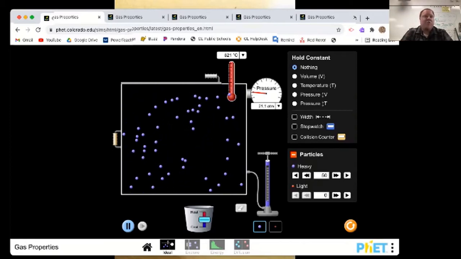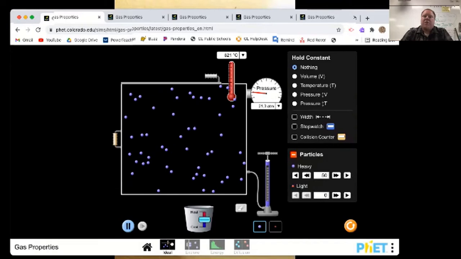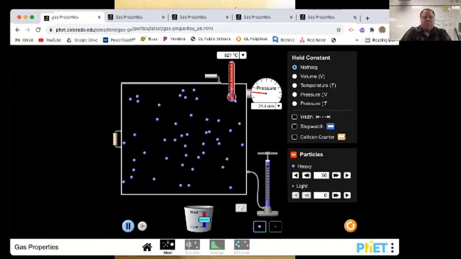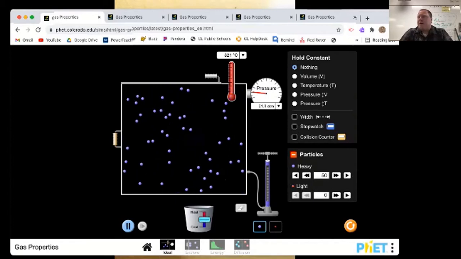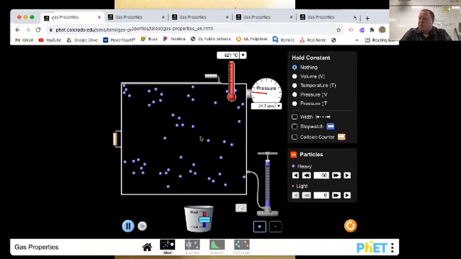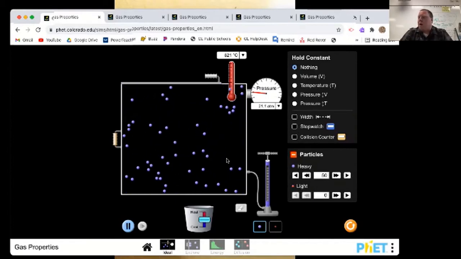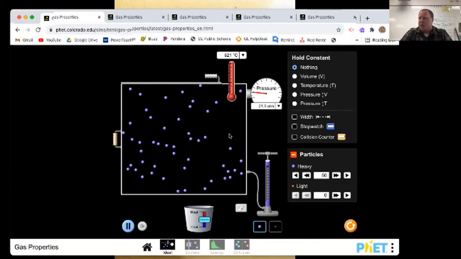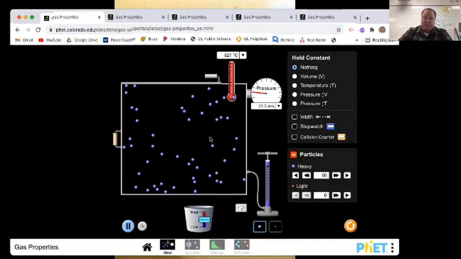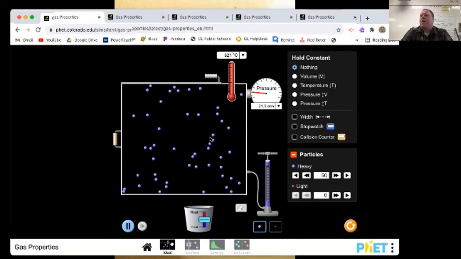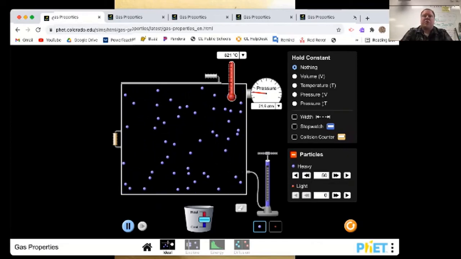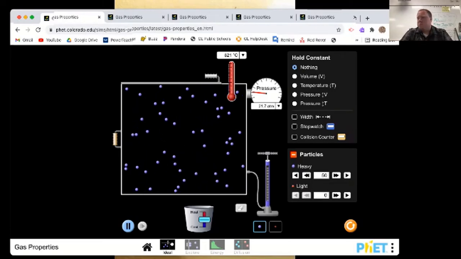So if they're moving faster, they're going to hit the walls more often. They're also going to hit the walls with more force. Somebody else mentioned that as well. So they're going to hit harder if they're moving faster. So that is why the pressure increases, because pressure and temperature are directly related. And the reason why is because they're moving faster, they're going to hit more often, and they're going to hit harder, right? That's the relationship between pressure and temperature. Questions?